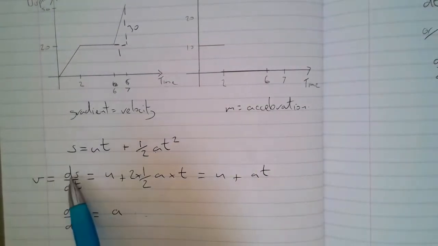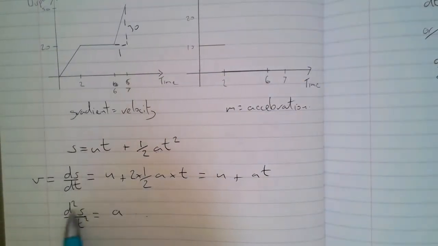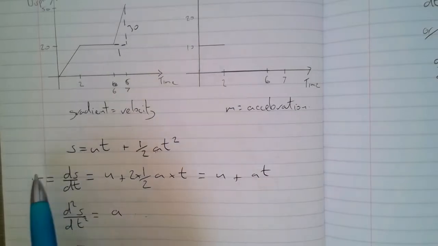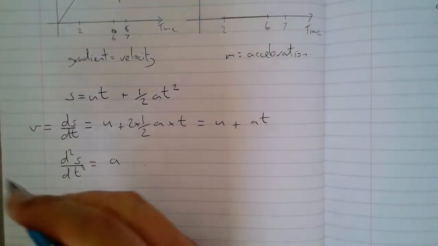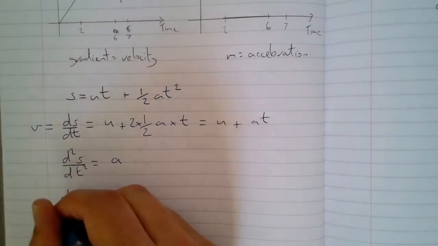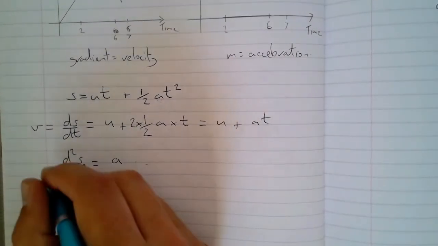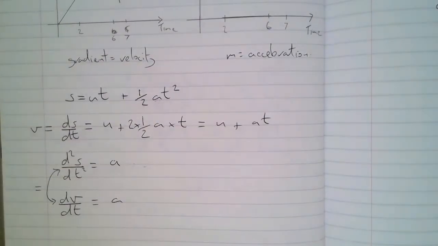Remember what's happened here. If ds/dt, yes, I'm differentiating it twice, but actually, really what I've done is I've taken what v was, what velocity is, and I've differentiated that to get a. So these two things here are actually the same as each other. And so hopefully that will be of some use today.